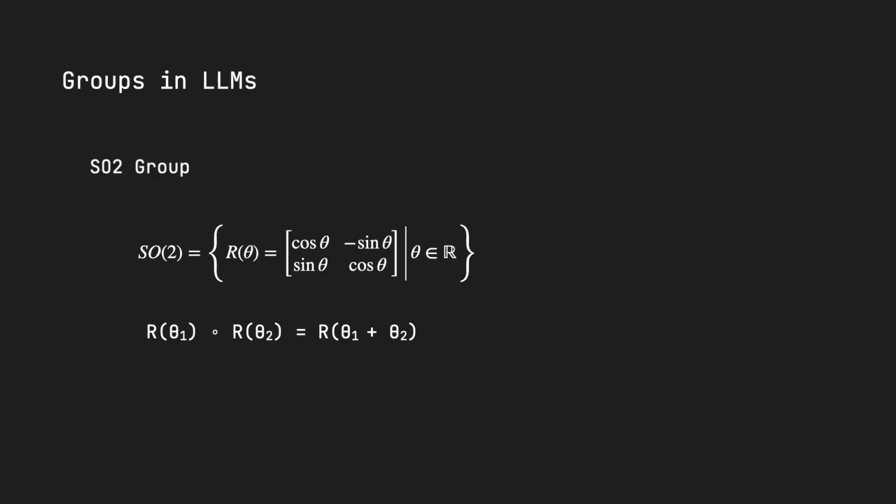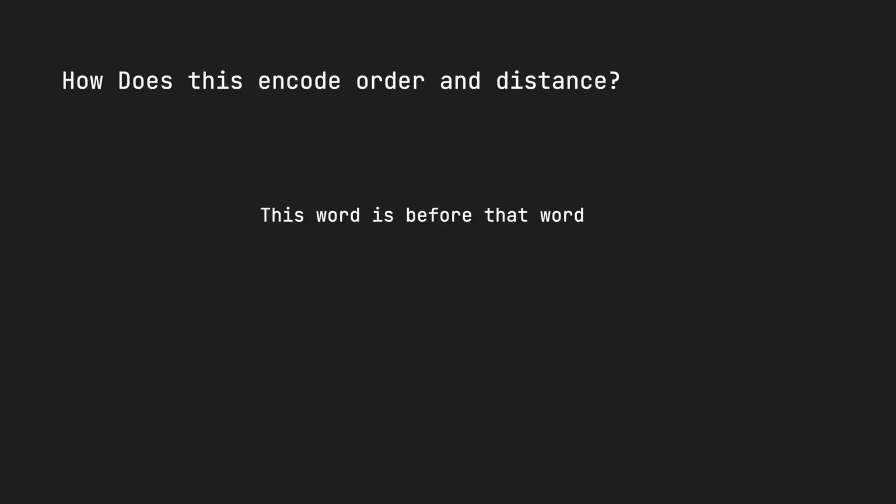You could verify that this is a very popular group. This is the SO(2) group that's used in quantum field theory. It comes up in physics a lot, in particle physics, and it's also used in the internals of transformers. So with RoPE, we're applying this SO(2) group. Each of the pairs of vectors that we slice to allows us to encode information about order and distance.